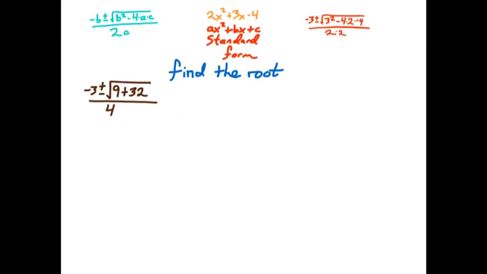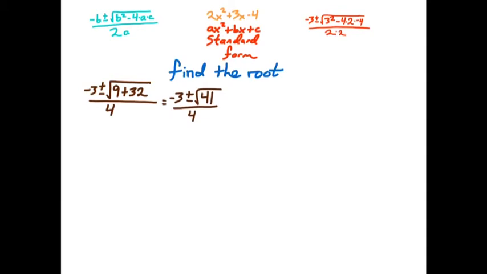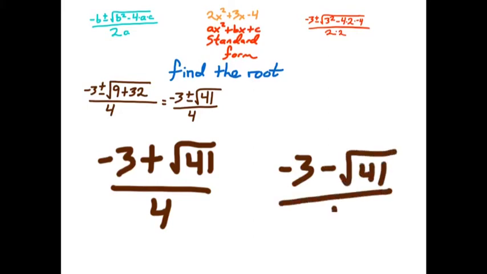Now the next step, that's going to be equal to, still got the negative 3, he's not going anywhere. I have 9 plus 32. Well, that's 41. That's still under the square root, and we're still, of course, dividing by 4. So let's shrink him down and tack him on. We're doing good. So the next part here, I've got now the 2 answers. I have the negative 3 plus the square root of 41 divided by 4, and I have a negative 3 minus the square root of 41 divided by 4.